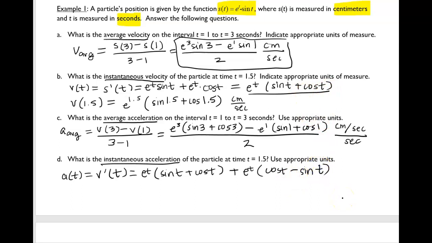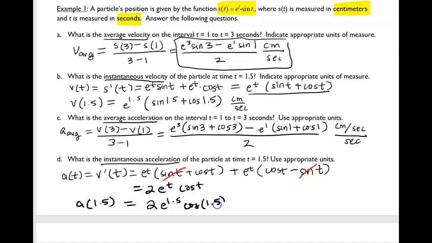Now, if I were to simplify that, I would notice that the e to the t sine of t and the e to the t times negative sine of t would cancel out. And so then what I have is 2 e to the t cosine t. And so when I want to find a of 1.5, my acceleration at 1.5, I can just plug 1.5 into that.